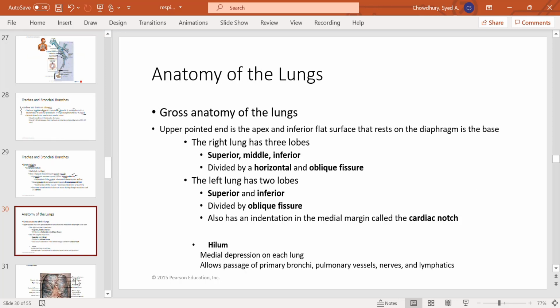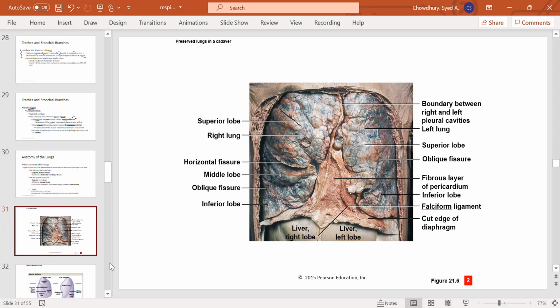Okay. Now the lungs, you have two lungs, right and left, and they are not exactly the same. If you compare the right lung with the left one, the right lung is broader, that means wider, but slightly shorter in height than the left. The left one is narrower and longer, so narrow but the height is slightly more.